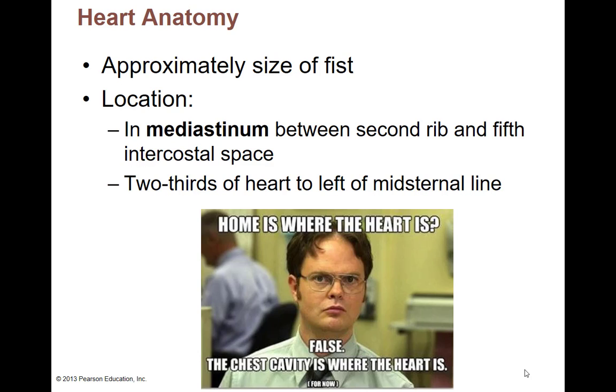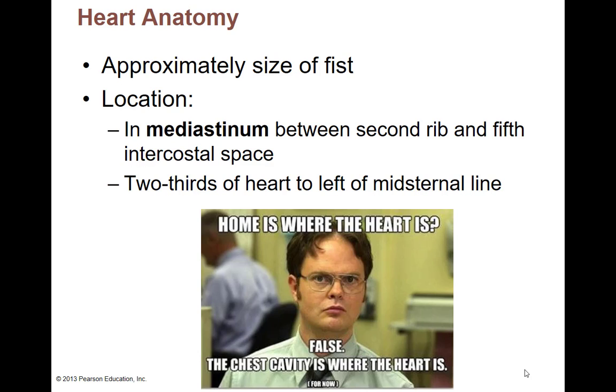Now, the heart itself is approximately the size of a fist. So if you squeeze your fist together, that's approximately the size of the heart. We dissected hearts already in lab, and sheep's hearts are pretty close to the same size as our hearts. They vary a little bit, just like your hand varies a little bit in size, so do our hearts.